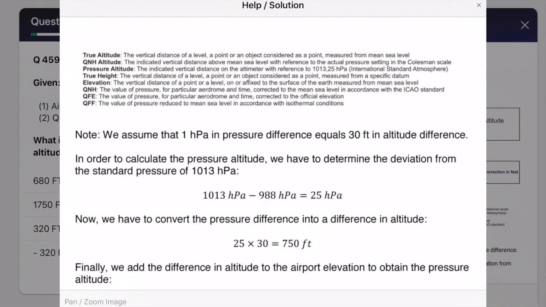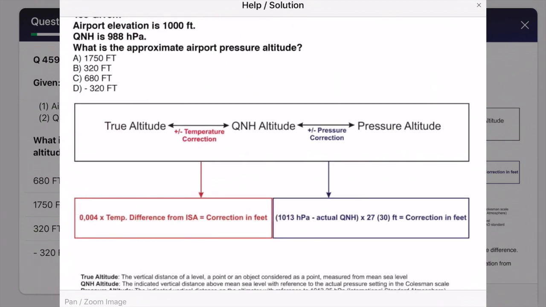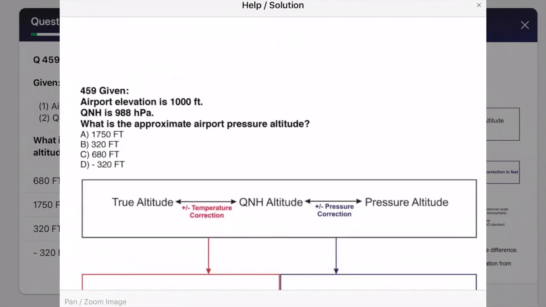So when you look again at the conversion table, the question in this example is, what is the pressure altitude, and we have to apply a pressure correction on the QNH altitude, because the QNH is already given with 988 hectopascal, as you can see at the very top.